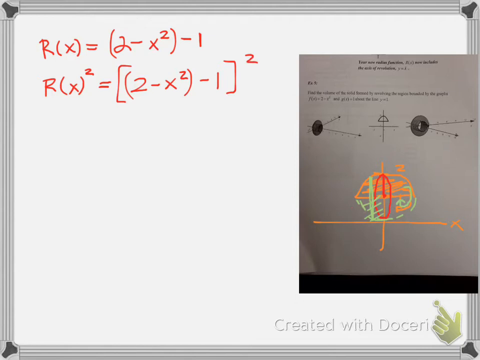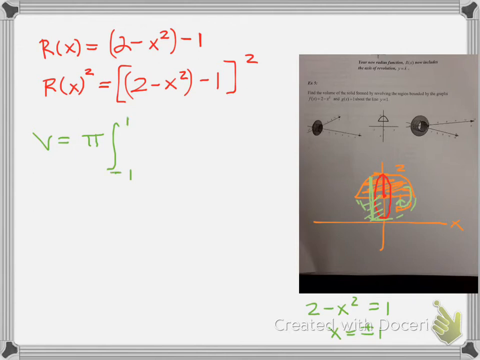So let's just get right into the setup itself, right? So volume is going to be equal to pi integral from a to b. Now in this case, if I don't know what that is, I would have to set 2 minus x squared equal to 1. And when we go ahead and solve that, you will get x equals plus or minus 1. So those are my limits of integration.